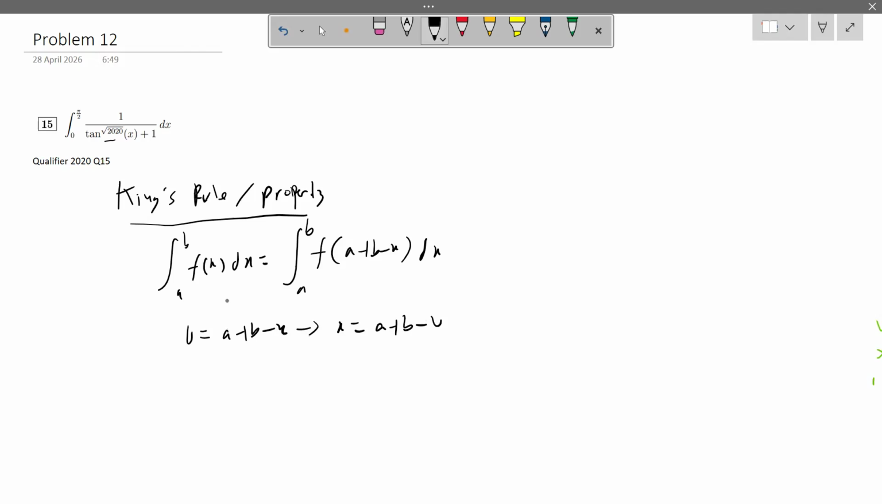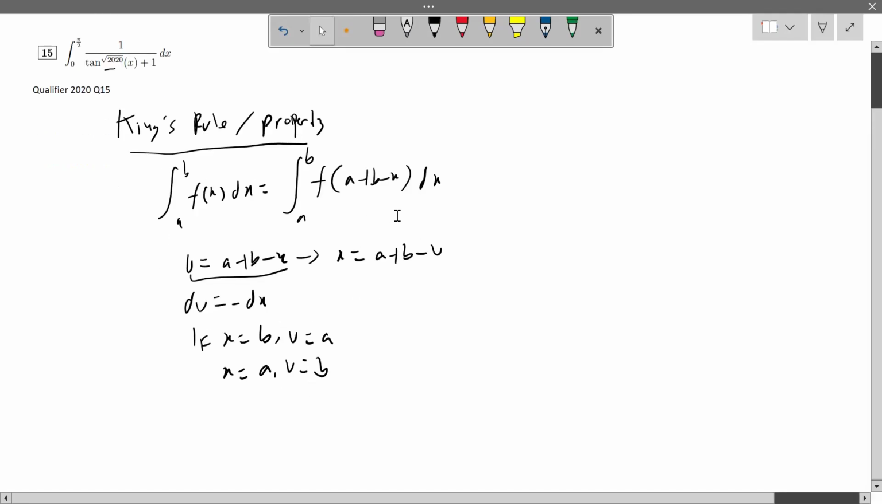Now, because we're doing a u sub here, don't forget that we have to also change dx into du. And in this case, we've got du equals minus dx. And also we have to change the integration bounds. If x is equal to b, then u is equal to a, whereas if x is equal to a, then u is equal to b.